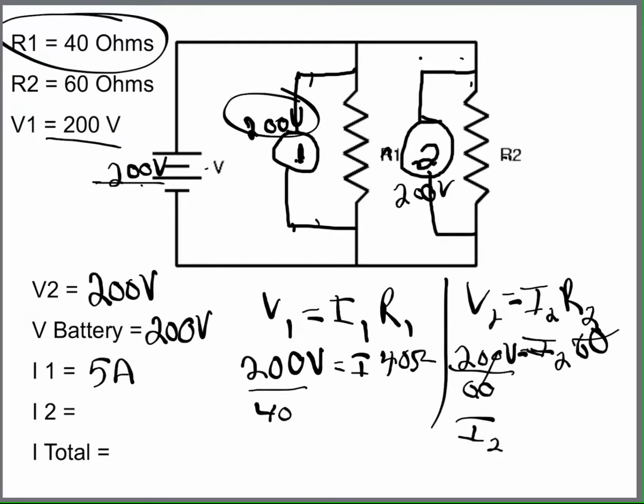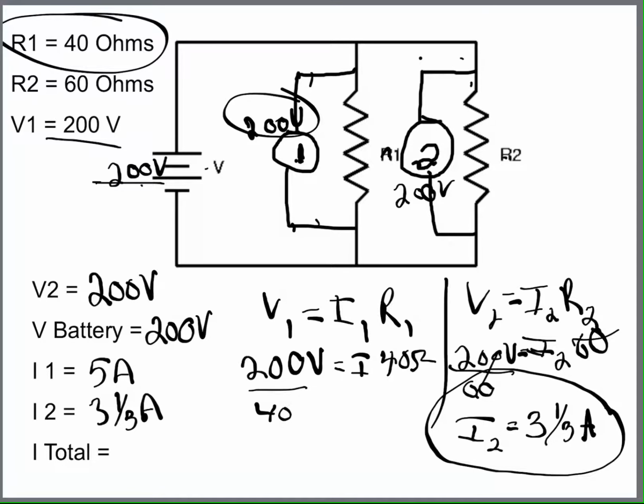Okay, so I2 now turns out to be this weird fraction. Well, not an incredibly weird fraction, but it's going to be 3 1/3 amps, or 3.33 repeating. Sorry, I guess I should have said that. I was trying to give you guys some time to look at that on your own. And now I total is going to be, well, 8 1/3 amps. Okay.